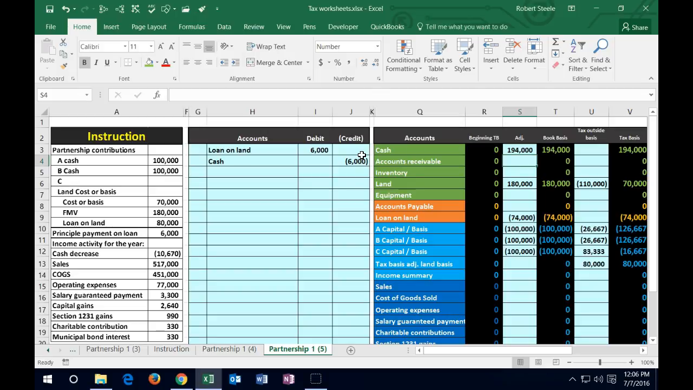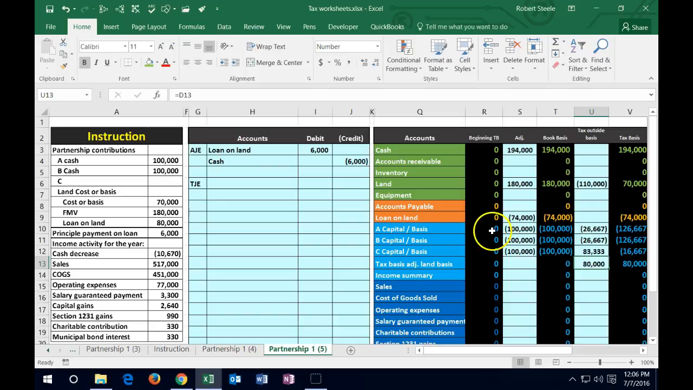Now, the other thing we're going to have to do here then, since this was an AJE, is have a TJE, a tax journal entry, to account for the fact that now we paid off part of that loan. So now we're not allocating the 80,000 to these partners' accounts to increase their capital accounts, for the basis accounts, I should say. So we have to take that 6,000 out.